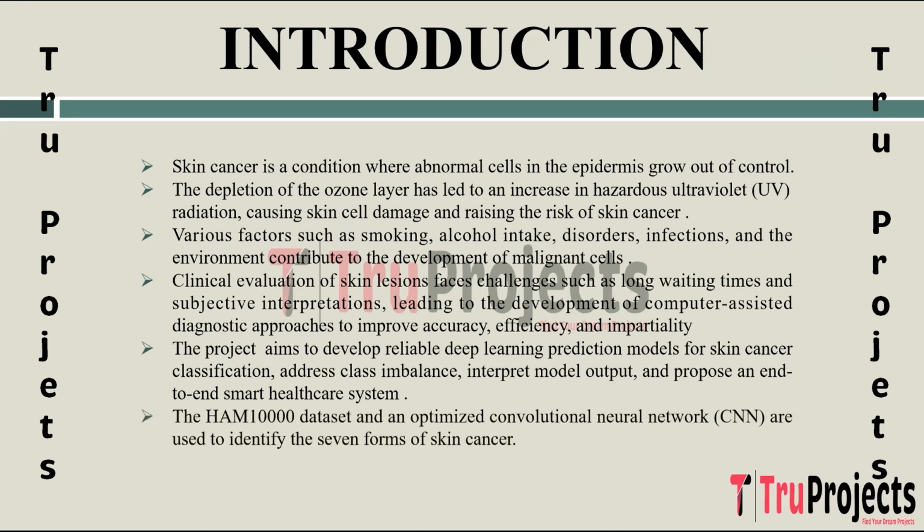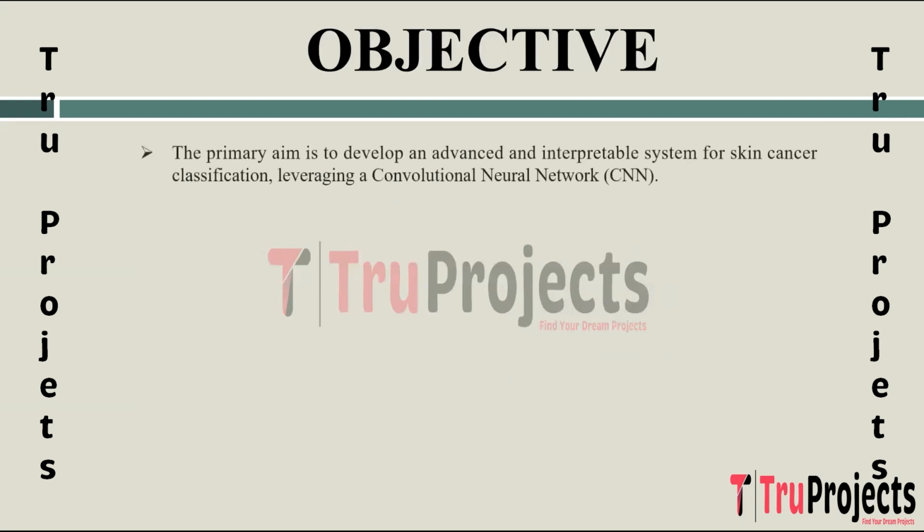The project utilizes the HAM10000 dataset, a comprehensive collection of dermatoscopic images representing various skin lesions. An optimized convolutional neural network (CNN) is employed to accurately identify and classify the 7 different forms of skin cancer depicted in the dataset.